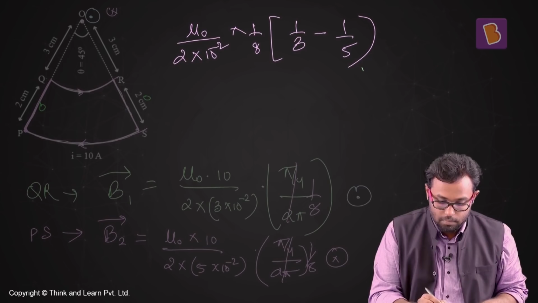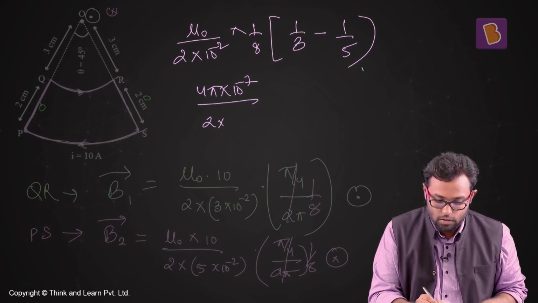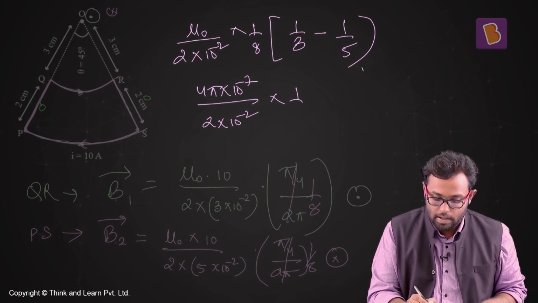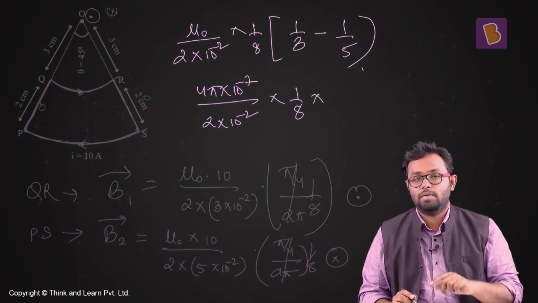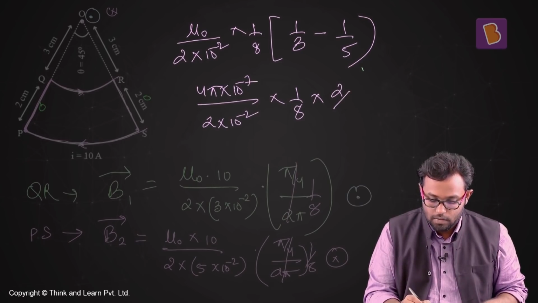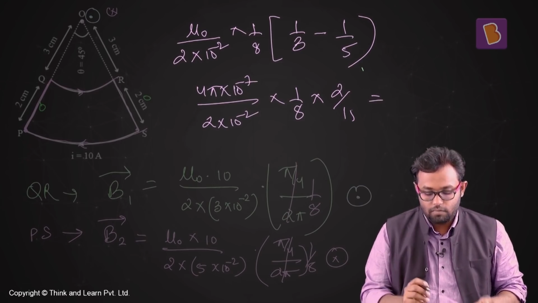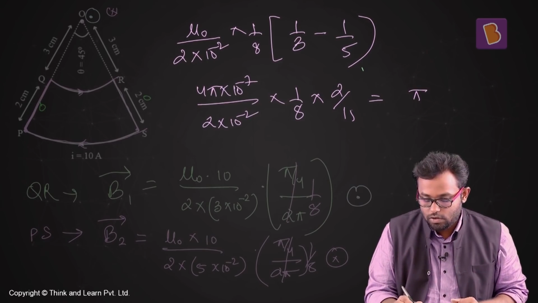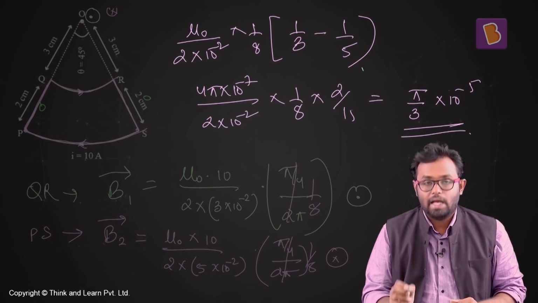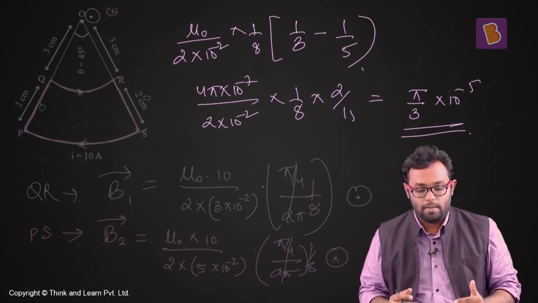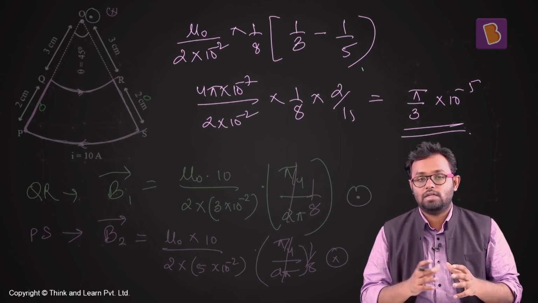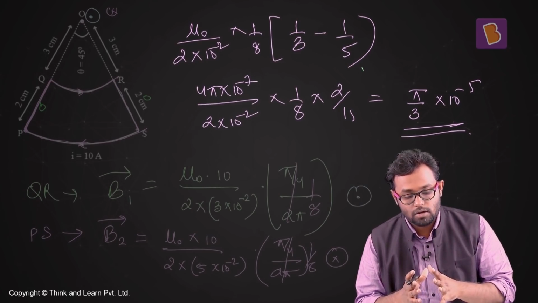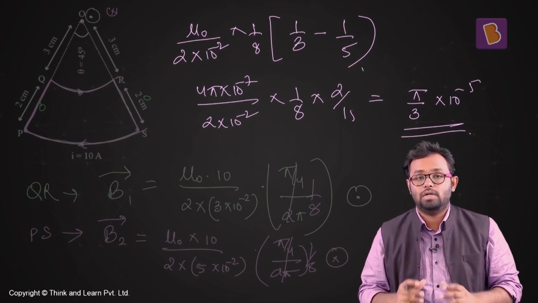And what does this become? Mu naught is 4 pi into 10 to the power of minus 7, divided by 2 into 10 to the power of minus 2, into 1 by 8, and 1 by 3 minus 1 by 5 will be 2 by 15. So when you do this calculation, you find that the answer comes close to pi by 3 into 10 to the power of minus 5. And pi by 3 is a number very close to 1, and the question says that you have to find the answer which is closest, and the closest answer which you have here is option A.